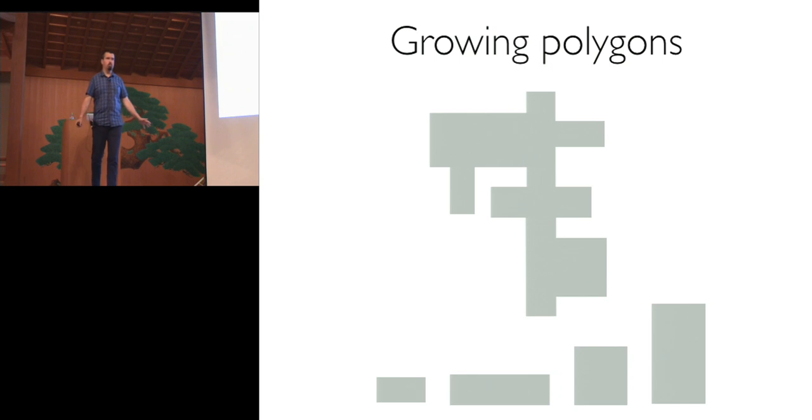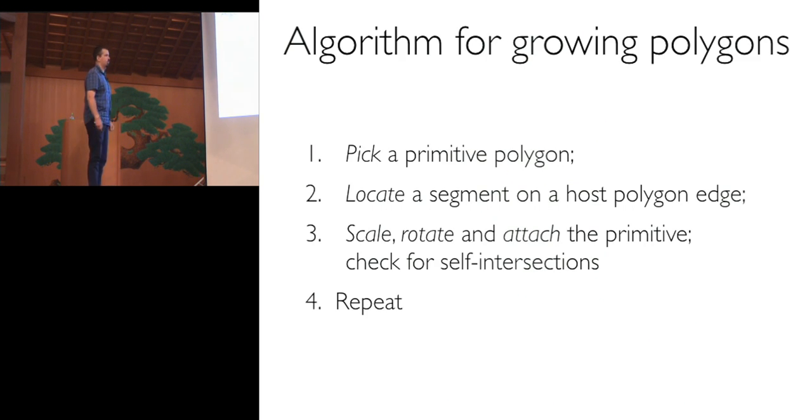So this is the whole process, and it's easily summarized in a number of steps. First step is pick a primitive polygon we want to make a seed or we want to attach. Next, locate the position where we want to attach it to. And finally, scale, rotate, and attach it, also checking that we haven't introduced self-intersections on the way. So if it happened, we just roll back to step 1 and repeat. And this process is repeated as many times as we want in order to get very large polygons.